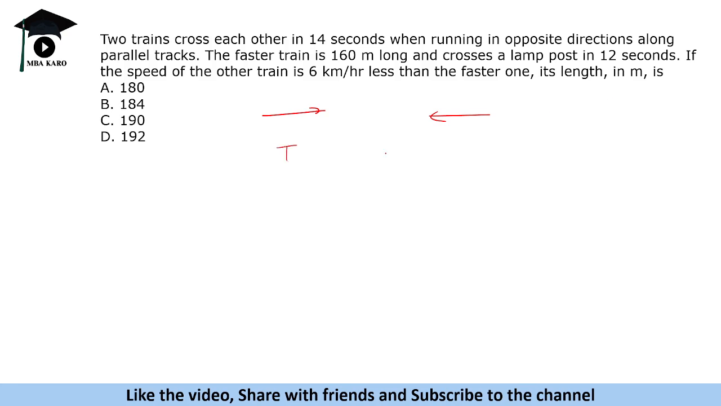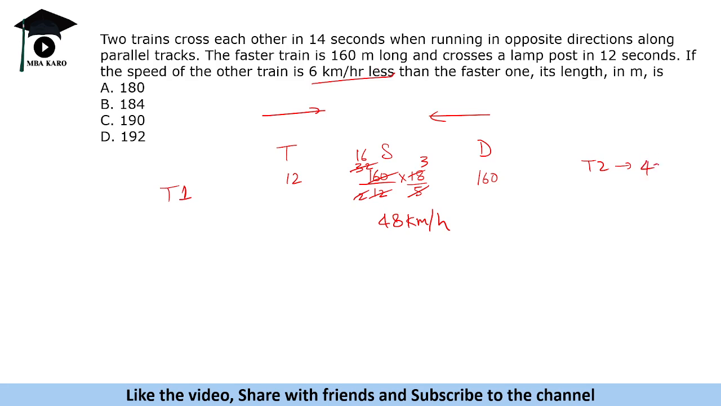So we need to just understand time, speed, and distance. Distance is 160 meters. Time taken is 12 seconds. So speed will be 160 by 12. Now this you will get in meter per second, so we need to convert it to kilometer per hour. If we convert, we get 32 into 3 by 2, and that is 48 kilometer per hour. Now this is train 1. For train 2, they have given the speed is 6 kilometer per hour less. So the speed is 42.